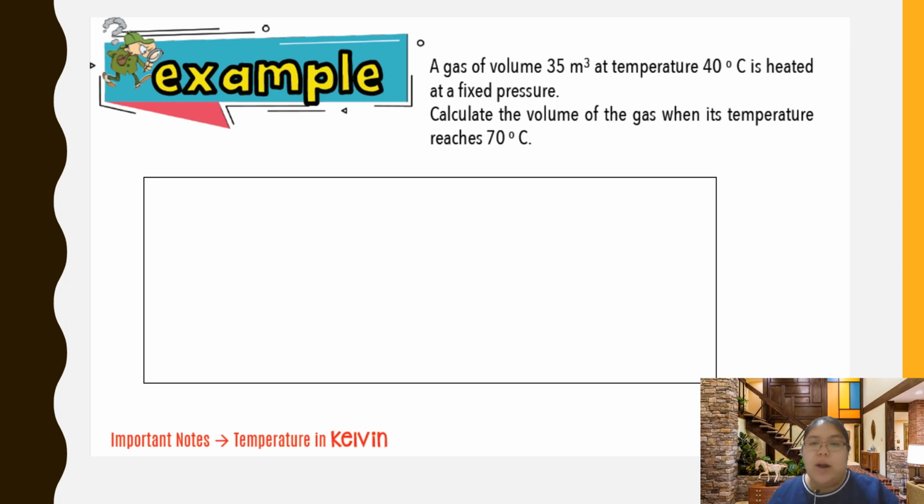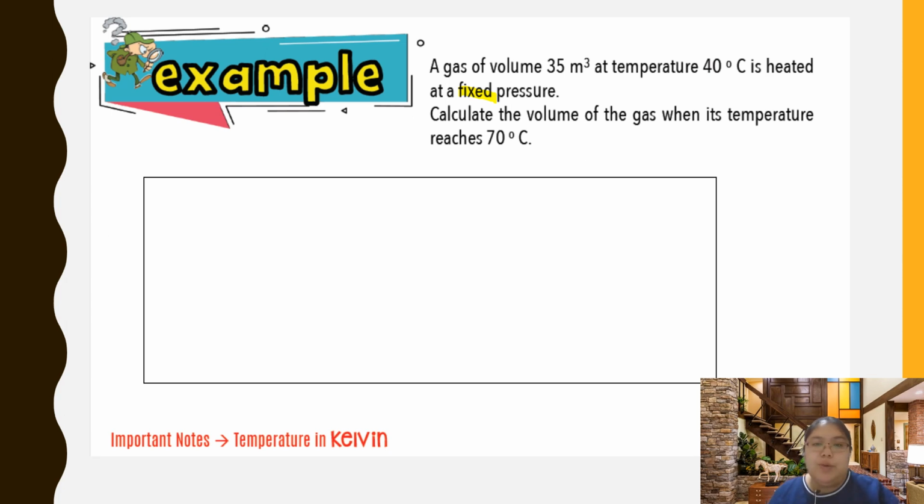Okay, the next one, a gas of volume 35. So this one is V1, temperature 40. So V and T, this is Charles's law. Fixed pressure. When I mention fixed pressure, we know it's Charles's law. Now the volume we do know, the temperature becomes 70. Remember, temperature in Kelvin.